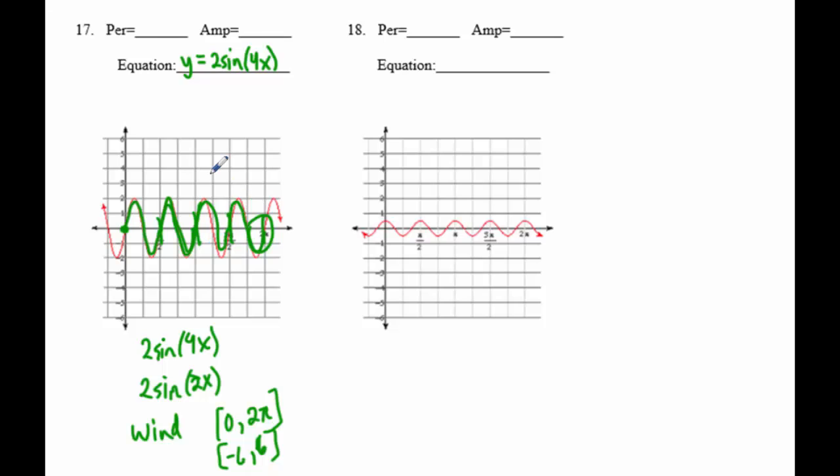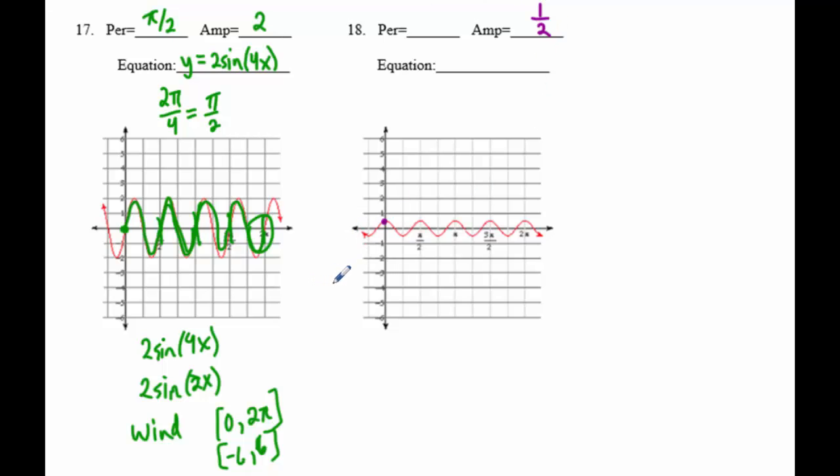Okay. The period of this is 2 pi over 4, which is pi over 2. The amplitude is 2. So on 18, it's not sine because it starts up here at 1/2. Oh, hey, I just figured out the amplitude is 1/2.